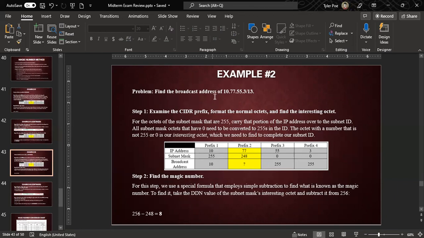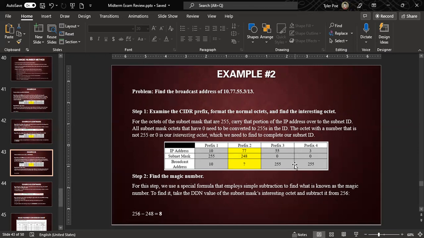On the other hand, the broadcast address is the very last address in a subnet. So we basically go through the same steps again, carrying over the number wherever a 255 is. The non-255 or non-zero number in the subnet mask is our interesting octet. But in the subnet mask, if there's a 0, that number becomes a 255 in our broadcast address. So these zeros here in the subnet mask become broadcast addresses in these octets.